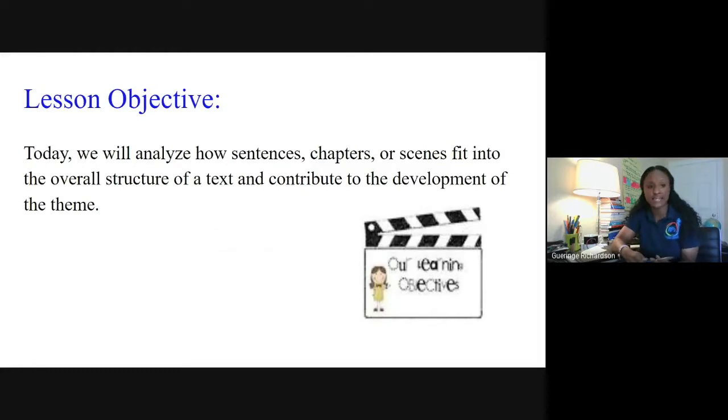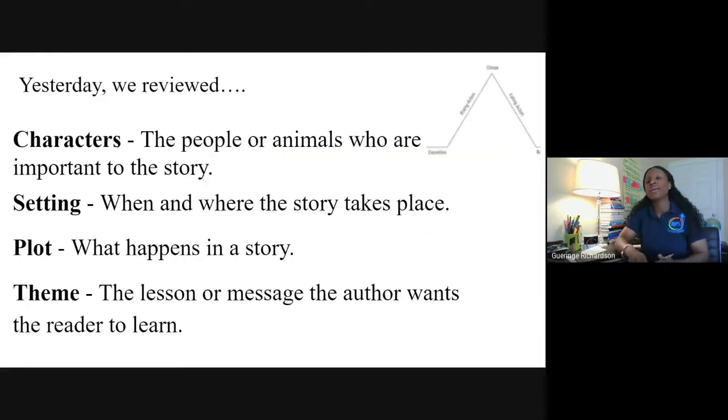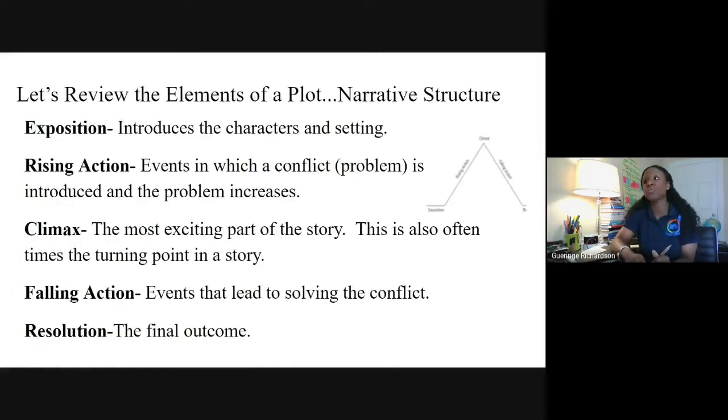Okay, today's lesson, we are going to analyze how sentences, chapters, or scenes fit into the overall structure of a text and contribute to the development of the theme. Yesterday, we reviewed characters, people or animals who are important to the story. We reviewed setting, when and where the story takes place, the plot, what happens in a story, the theme, which is the lesson or message the author wants the reader to learn. We also reviewed the elements of a plot in the narrative structure.